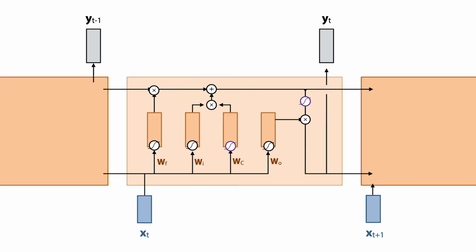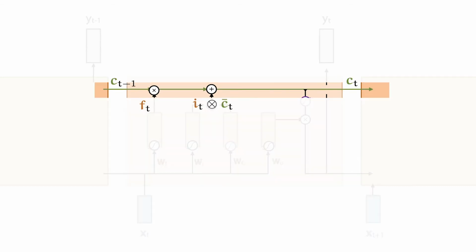So we'll walk through the basics of what's happening here step by step. And the main thing to focus on is this line here at the top, which has also been termed the conveyor belt, which is basically the line by which the previous cell state passes to become the next cell state. So we get the cell state of the previous cell, c_{t-1}.